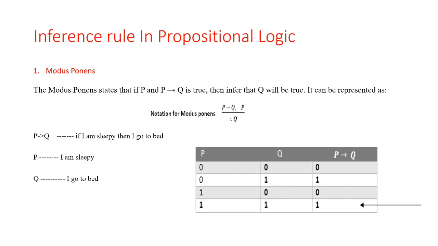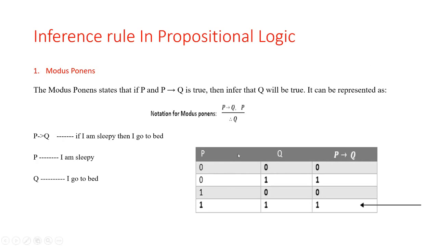Okay, so the proof of this truth table for the modus ponens is we are generating the truth table for the two statements P and Q. So here in the truth table, 0 0 means false false, 0 1 means false and true, 1 0 means true and false, and 1 1 means true and true.